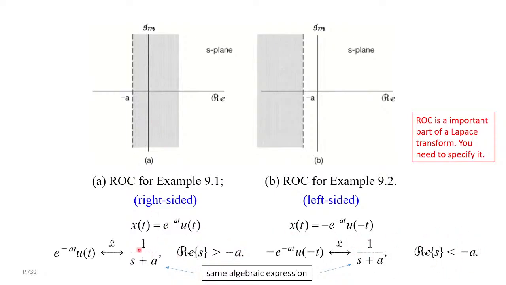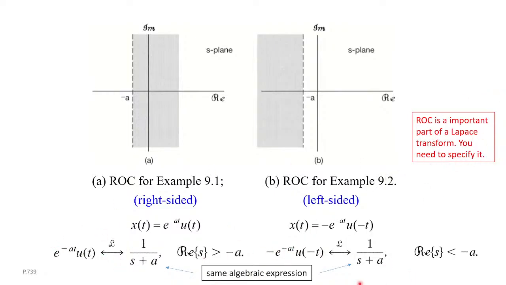So this function, when you do Laplace transform, you only converge on the part of s where the real part of s is bigger than minus a. And for this function, when you do Laplace transform, you only converge on those s where the real part is less than negative a. And yeah, this is a very important concept here.